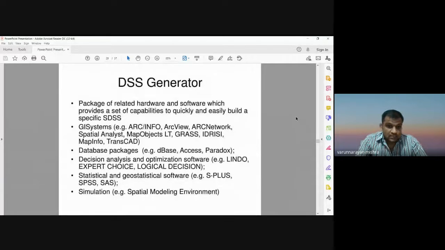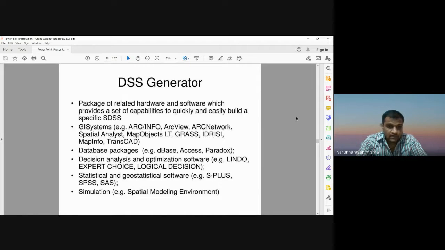Okay, when we talk about GIS, Geographical Information System, in GIS we have ArcInfo, ArcView, then there is a tool in ArcGIS, Spatial Analyst, MapObjects, GRASS, Idrisi, MapInfo. These are some GIS tools that can be used to produce a decision support system.